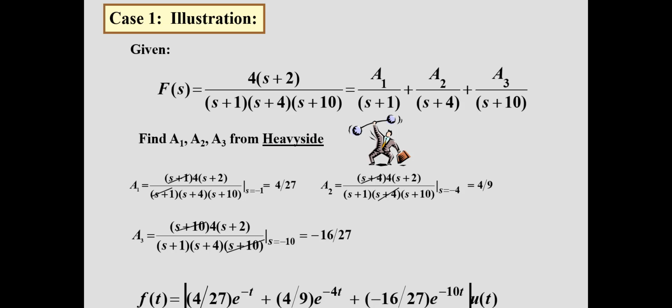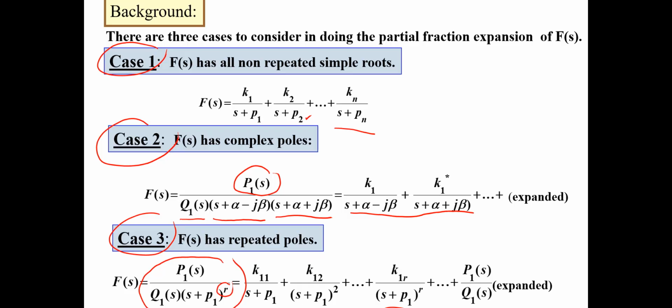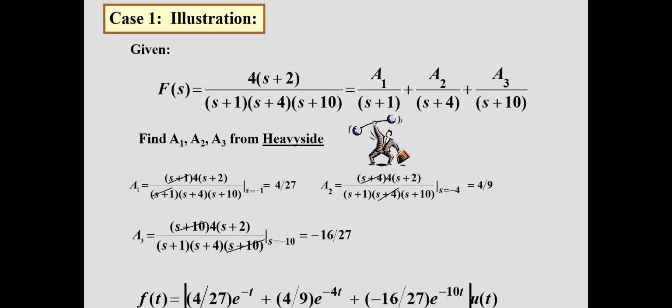Okay, the case 1 illustration. The first one is if F(s) has all non-repeated roots, like this one. We have F(s) equal to 4 multiplied by (s plus 2) over (s plus 1)(s plus 4)(s plus 10). If we have this equation, we can expand the equation using three terms like this one.